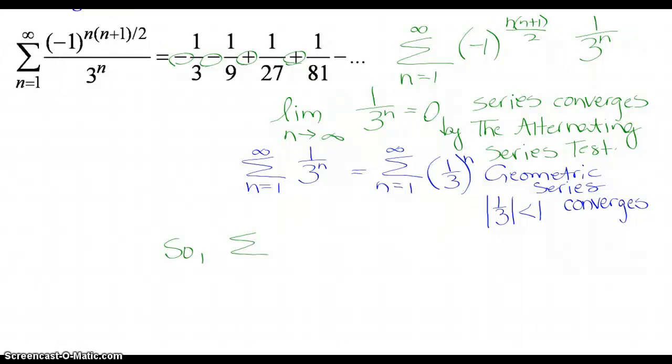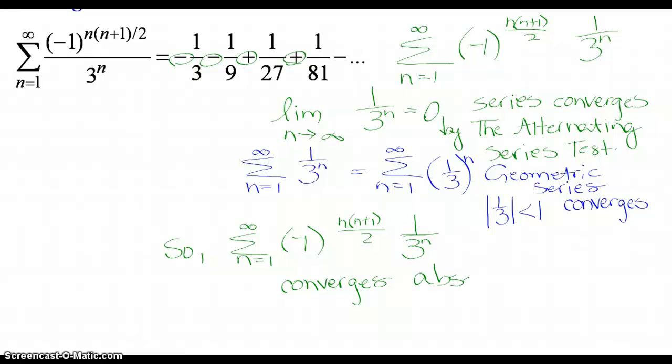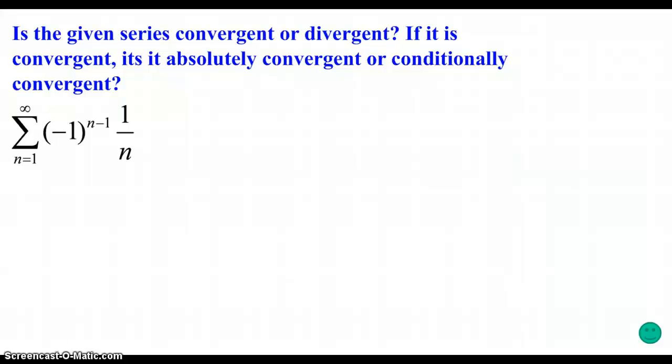So, we're not done yet. So, hence, or thus, the alternating series that they originally gave us converges, and it converges absolutely. How do I know it converges absolutely? Because the alternating series converges and the positive series converges. That's what I need for absolute convergence. All right, one more example, and then I think we'll be ready to do some homework problems.